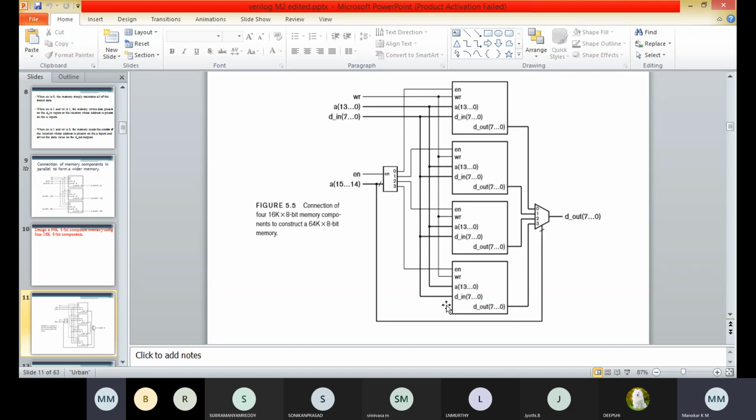All of the disabled components leave their outputs in the high impedance state.